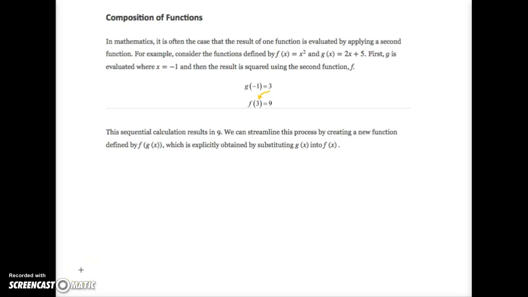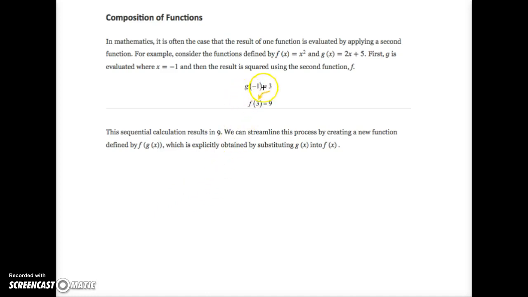Sometimes we take the result of one function and then put that result into a second function. For example, consider the functions f of x equals x squared and g of x equals 2x plus 5. If we first evaluate the function g of x where x equals -1, and then take that result and square it using the second function, f of x.